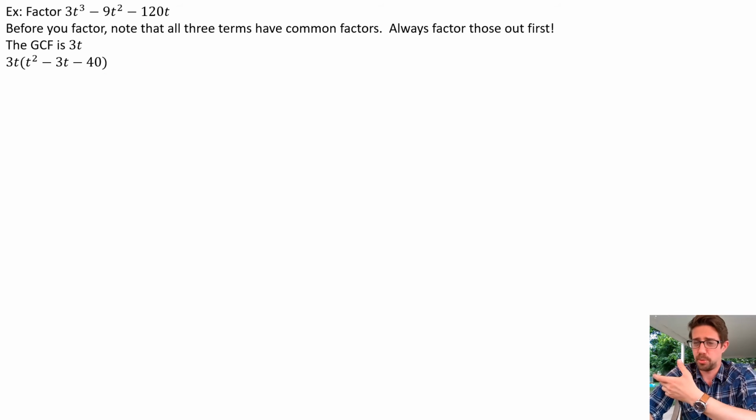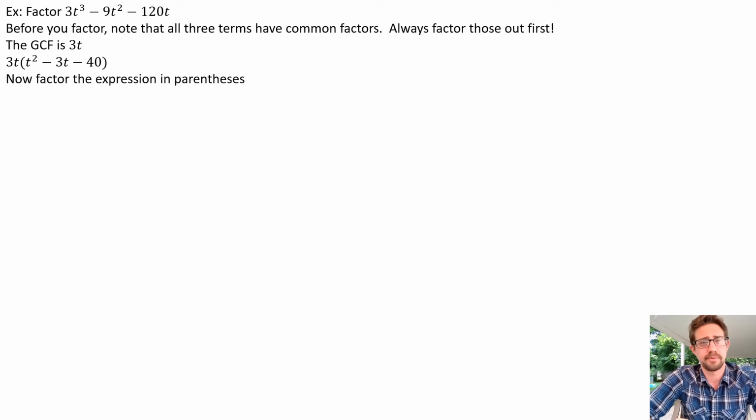Now look at the expression in parentheses and factor it. The last term is negative, so you know you need a positive and a negative, but you also need them to be 3 apart from each other. Not too hard. What are 2 factors of 40 that are 3 apart from each other?